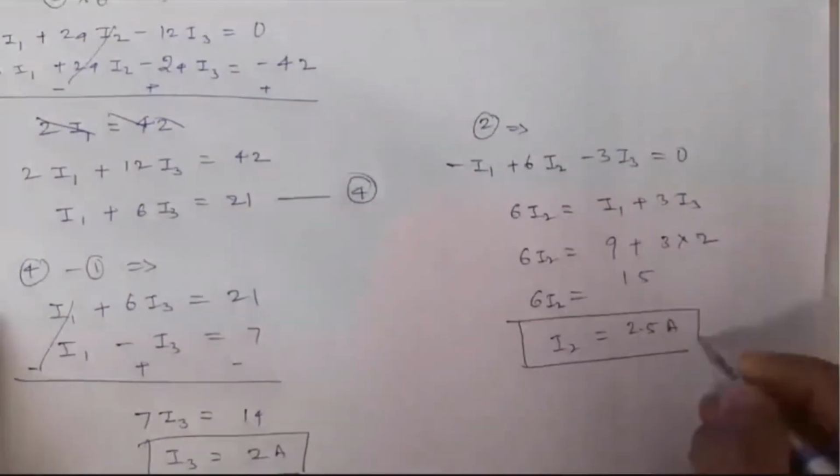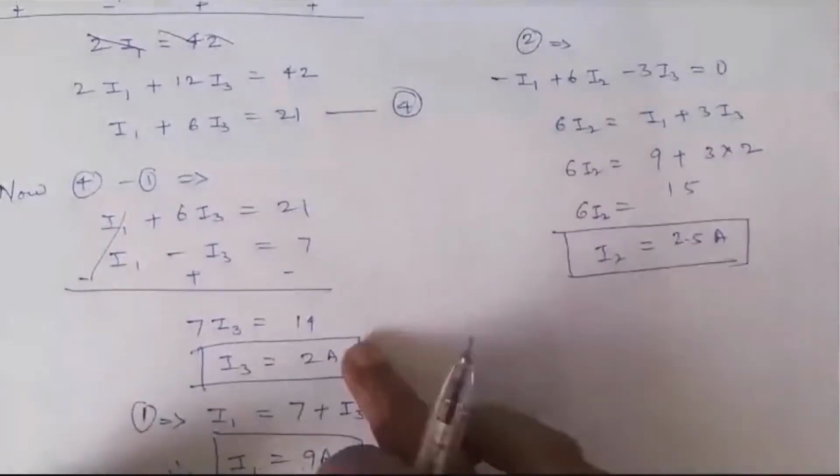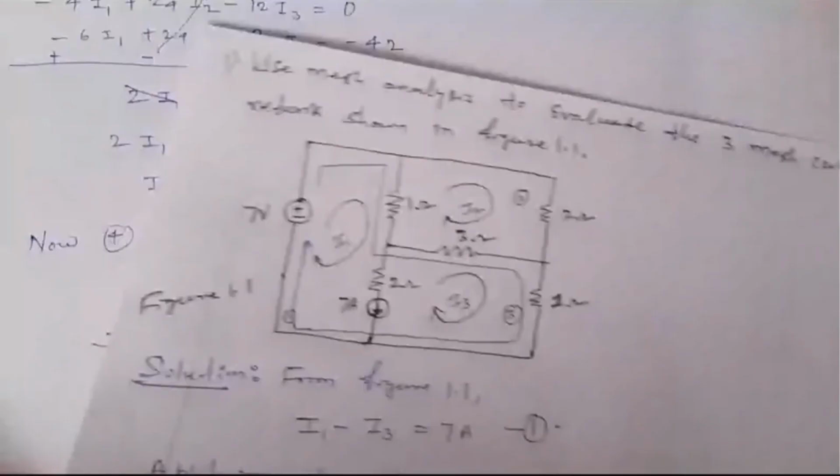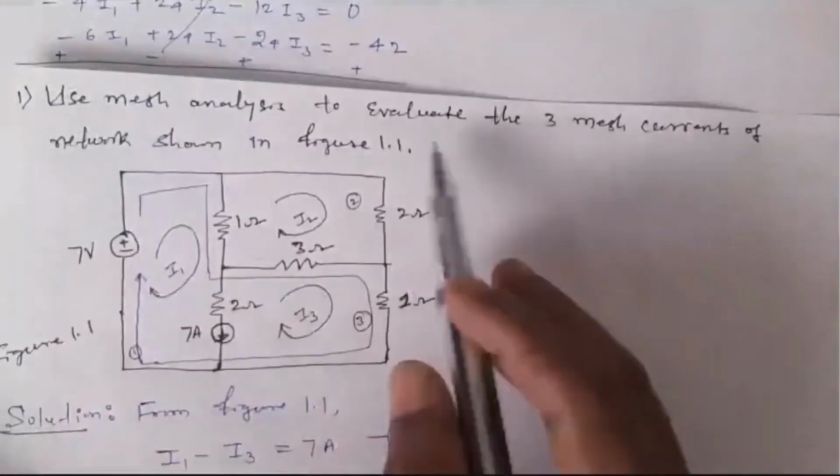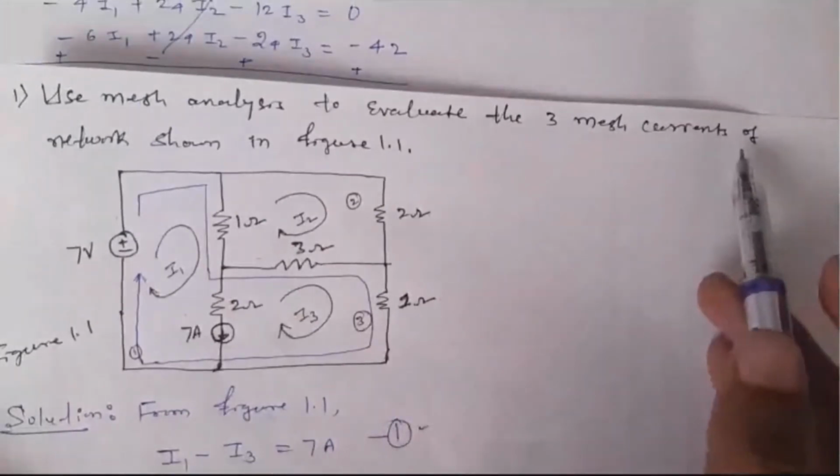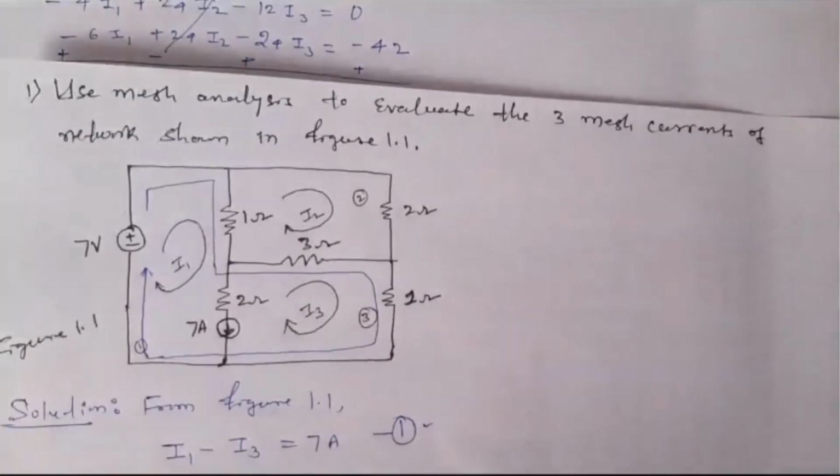So this is the value of I1, I2 and I3. The question was to evaluate the 3 mesh currents. Okay. So I hope this is clear to all of you, dear students.